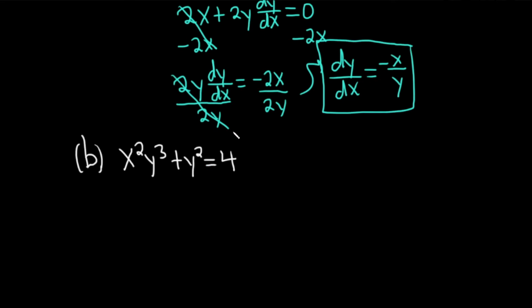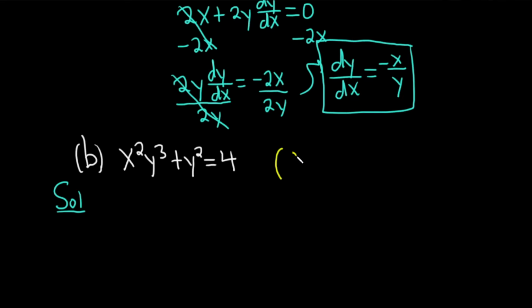This next example is a little bit more challenging. We have x squared y cubed plus y squared equals 4. Let's go ahead and work through it. Solution. In this particular problem, we are going to have to use something called the product rule. I'm briefly going to refresh your memory on what that is.